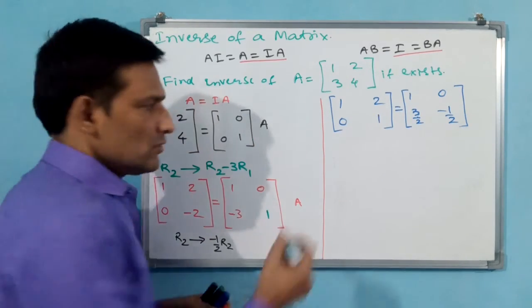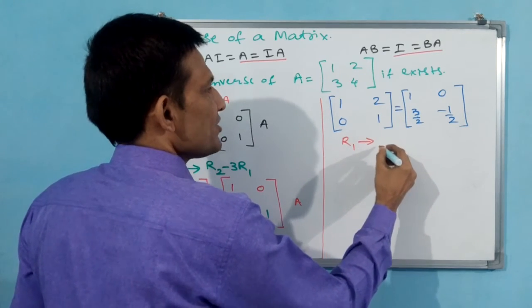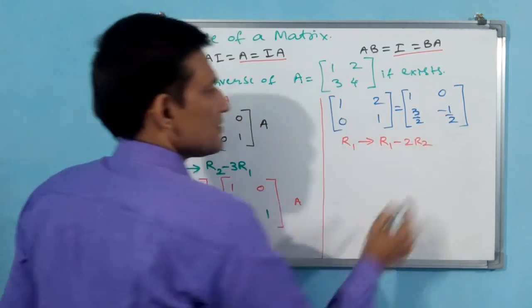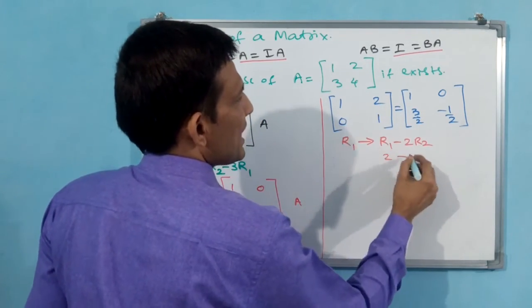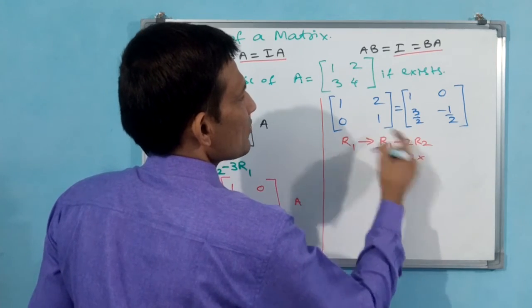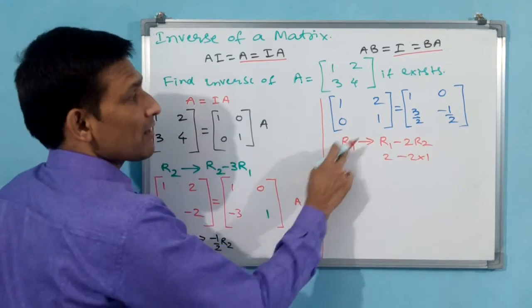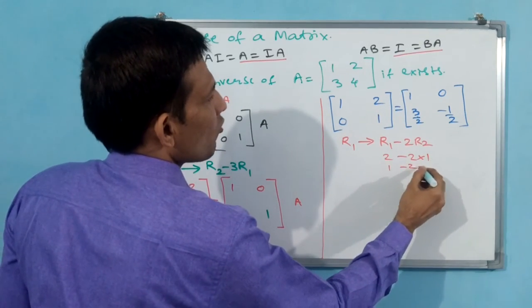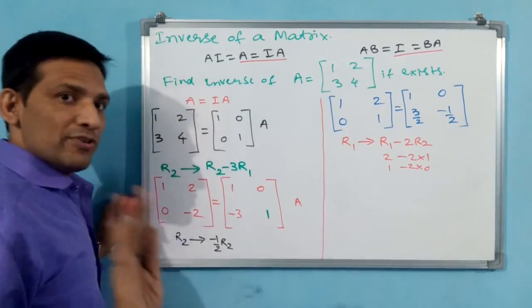How to make? You see like this. I am changing in R1. What is that change? R1 minus 2 R2. Is it okay? You see R1 is 2 minus 2 into R2 is 1. 2 minus 2 is 0. This 0 where you have to write? You have to write in R1. See 1 minus 2 into 0. 1 minus 0 is 1 only. 1 is not going to change.